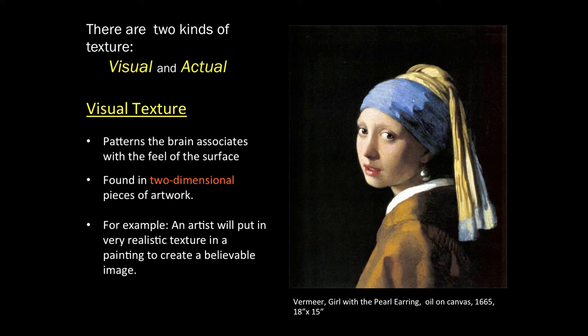A more scientific approach would be that as we grow and develop from the time we're born, we associate words with visual experiences of that thing, words with emotions, and so our brain begins to associate certain patterns with the way something would feel on the surface. This is two-dimensional. You're probably only going to see visual texture in two-dimensional artwork.